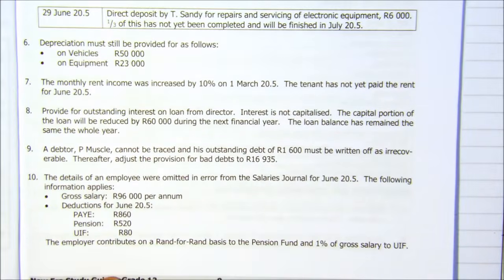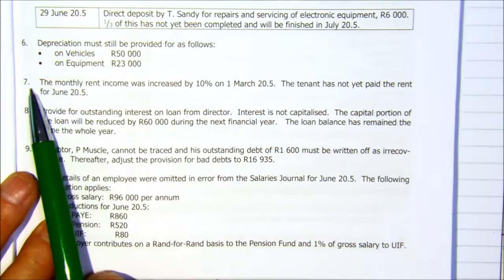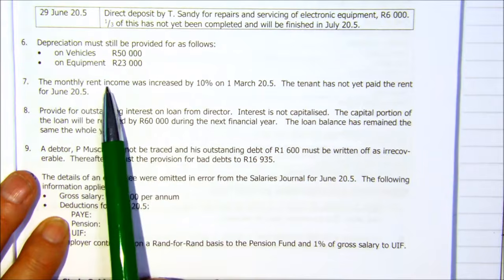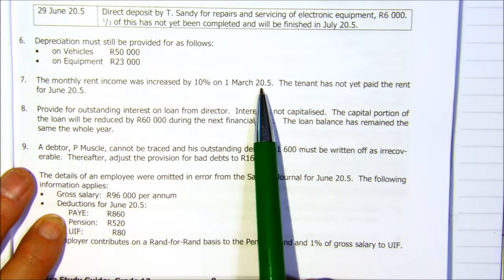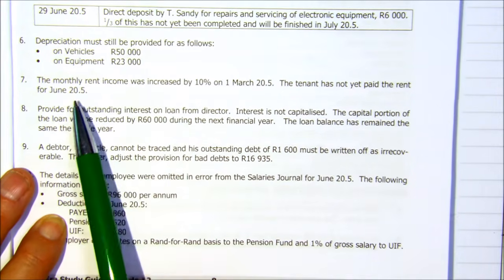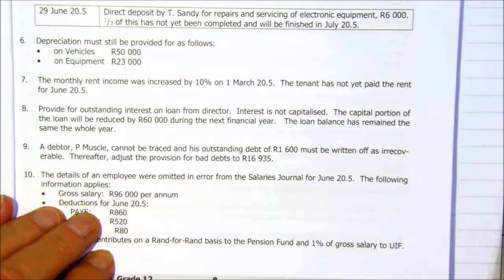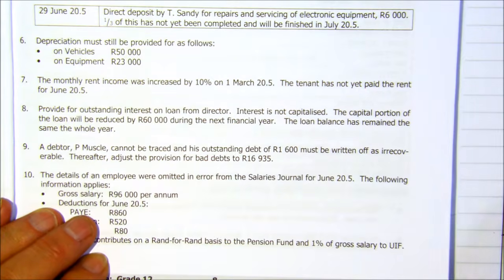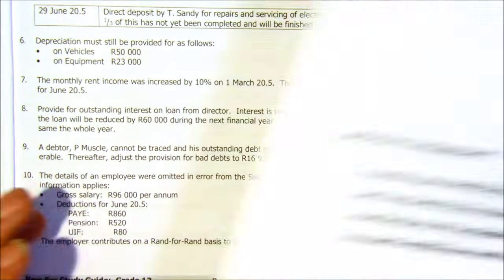Right, learners, another very common adjustment that you're going to come across is this one, like in question 6, point number 7, where it says the monthly rent income was increased by 10% on the 1st of March. The tenant has not yet paid the rent for June. Now I'm going to explain this, and I'm going to overlap it with the one in question 10, where it's a similar thing, but there they give you an amount instead of a percentage. So let's have a look here now.